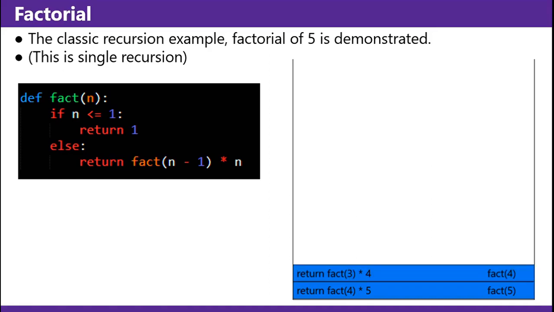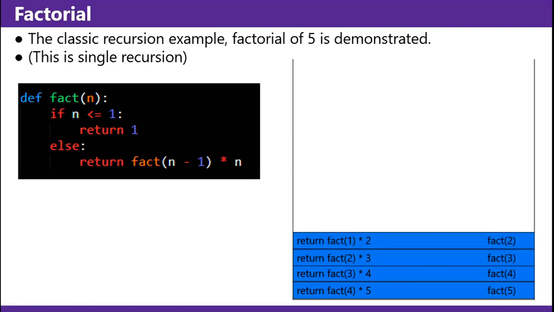Factorial of 4, return factorial of 3 times 4. Again, you got to do factorial of 3 first. Factorial of 3, return factorial of 2 times 3. Again, you got to do the function call first. Factorial of 2, you return factorial 1 times 2. Again, function call first. Factorial 1, you return 1. You hand the answer back of factorial 1 to the previous function.